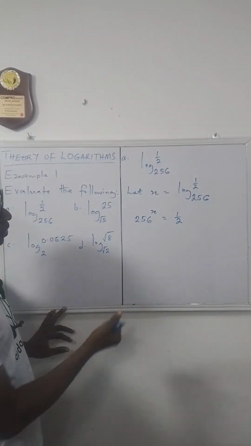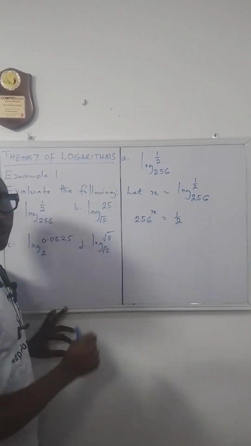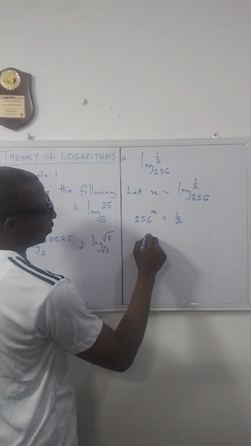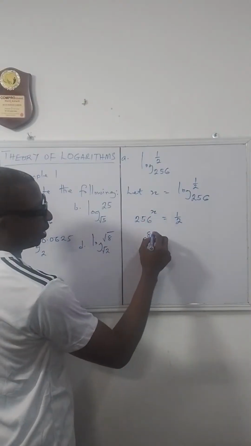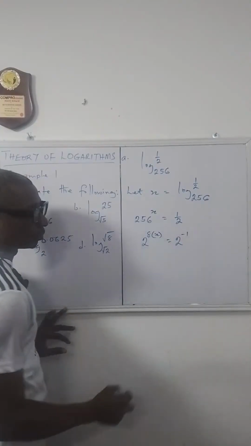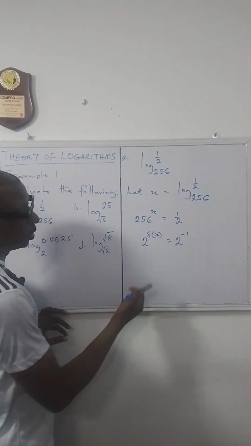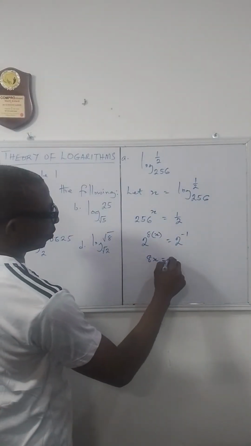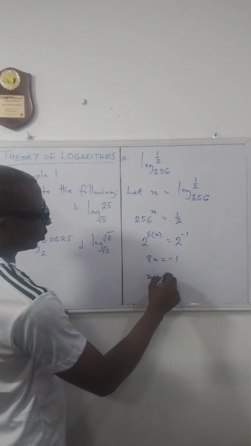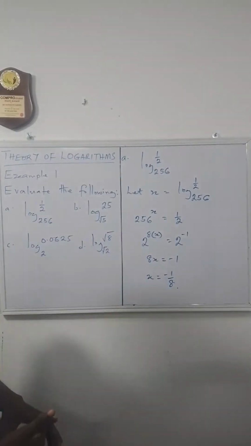All right, so now the next thing is to express 256 in index form and also 1 over 2. Now 256 is the same thing as 2 raised to the power of 8. Okay, so we have 2 raised to the power of 8x equals 2 raised to the power of negative 1. All right, so you can see we have the same base, so you can equate the powers. So we have 8x equals negative 1. So you divide both sides by 8. So we have x equals negative 1 over 8. So that's the answer to that. I hope you get that.